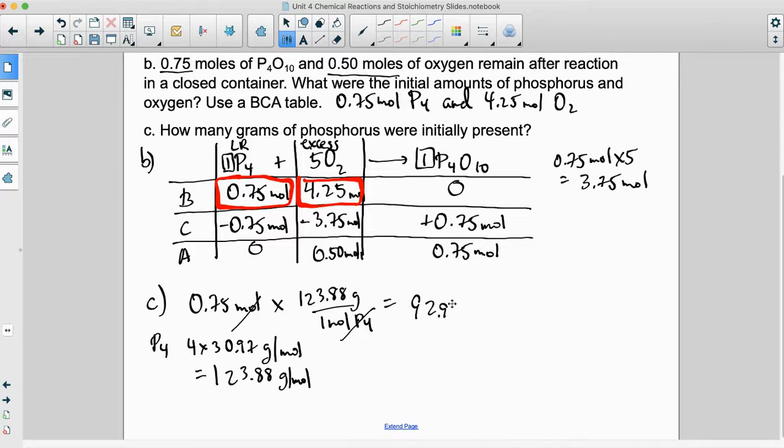So hopefully you're starting to see how this is going to connect to mass. Okay, once we have moles, we can connect it to mass. And really, once we can write this BCA chart for moles, we can do any stoichiometry problem that's asked for. The BCA chart will provide us with all of the answers we need, such as what's the limiting reactant, what's the excess reactant, how much of the excess reactant is left over at the end, what's produced. So the BCA table is really handy for stoichiometry problems.